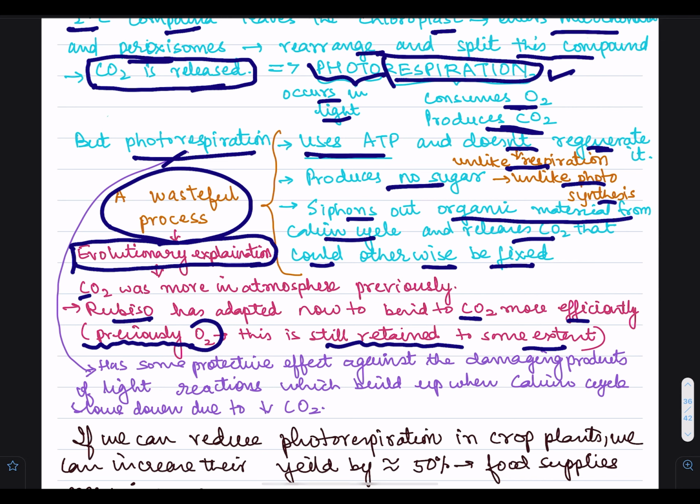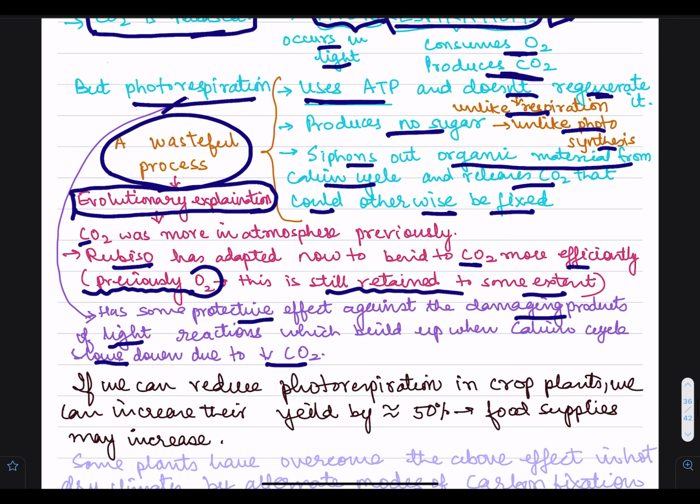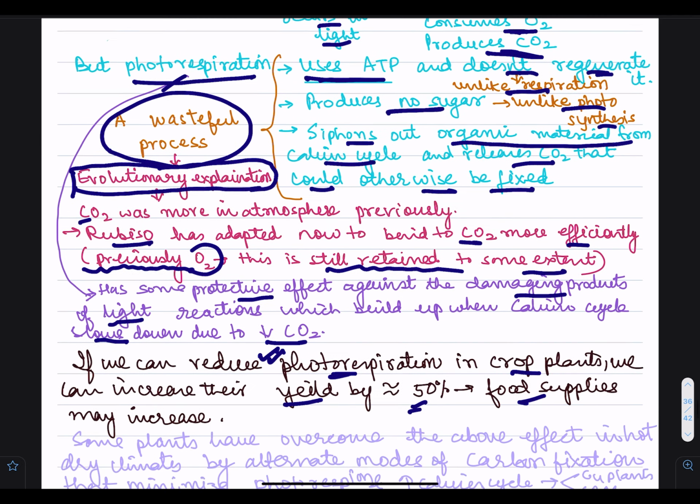But photorespiration has some protective effect too. It protects against the damaging products of light reactions which build up when the Calvin cycle slows down due to decreased carbon dioxide. This is the only protective effect. If we can reduce this photorespiration in crop plants, we can increase their yield by around 50% and our food supplies may increase. So we should try to reduce photorespiration.